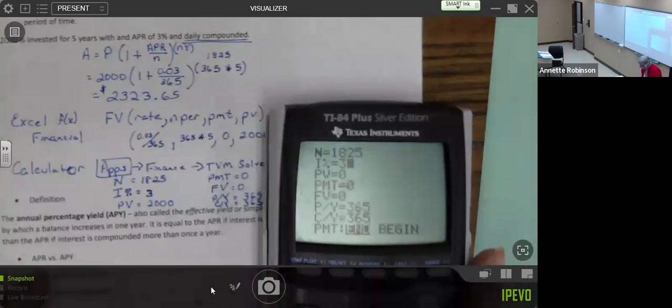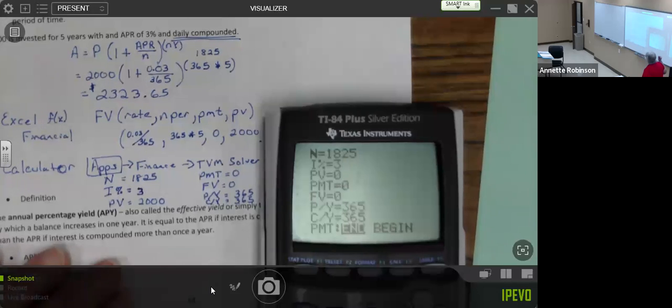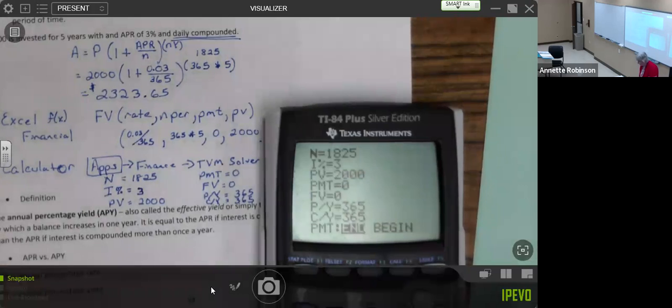So again, here's what my calculator looks like. I've got 1825 for 365 days a year for 5 years. I've got a 3% for interest, 0 present value, no, not 0, it's supposed to be 2,000. Didn't get typed in, did it? And then 0 payments, because I'm not putting in payments. Right now, my future value is 0, and I put 365 for the number of payments per year.